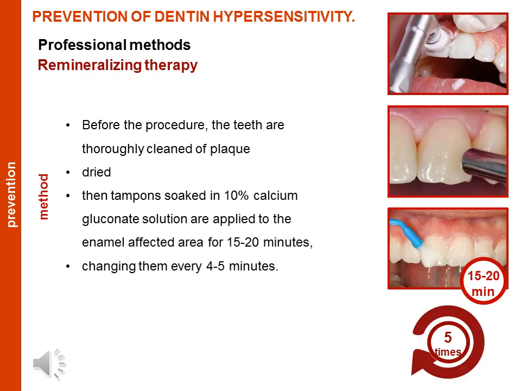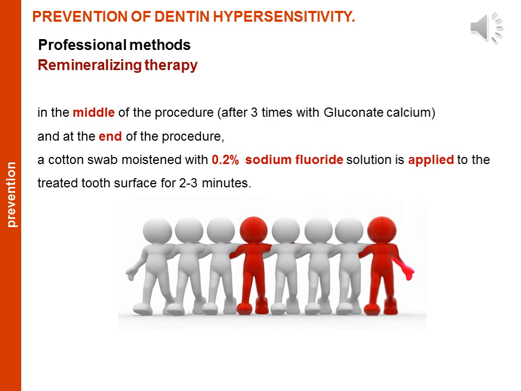Method of remineralizing therapy. Before the procedure, the teeth are thoroughly cleaned of plaque and dried, then tampons soaked in 10% calcium gluconate solution are applied to the enamel affected area for 15–20 minutes, changing them every 5 minutes. In the middle of the procedure, after 3 applications of calcium gluconate, and at the end of the procedure, a cotton swab moistened with 0.2% sodium fluoride solution is applied to the treated tooth surface for 2–3 minutes.